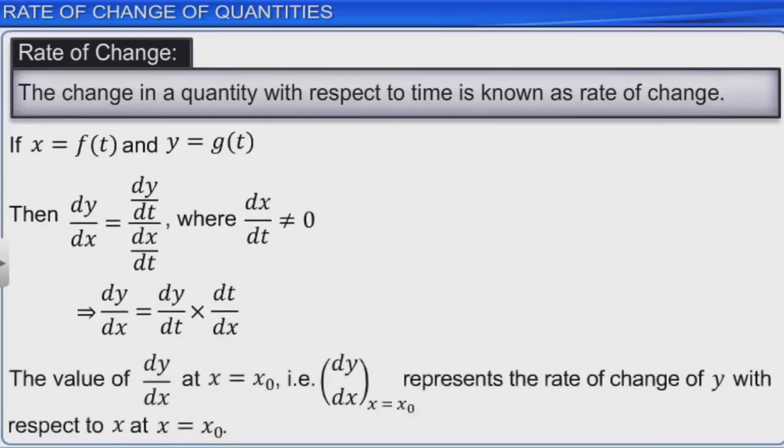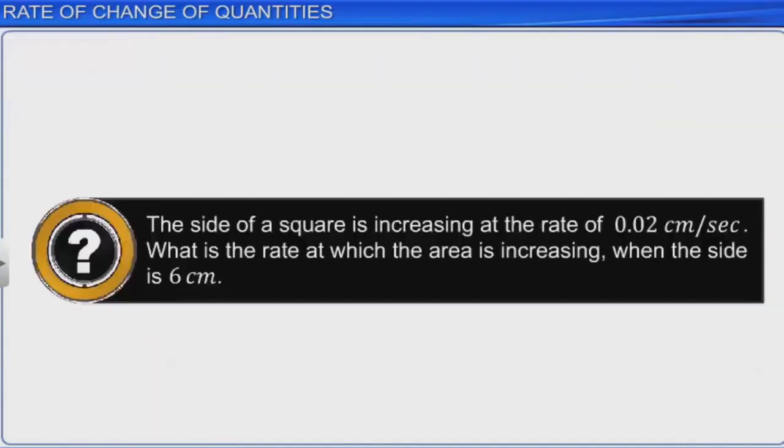The rate of change of y with respect to x at x is equal to x naught is given by dy upon dx at x is equal to x naught. Let us see an example now. The side of a square is increasing at the rate of 0.02 centimeters per second. What is the rate at which the area is increasing when the side of the square is 6 centimeters?